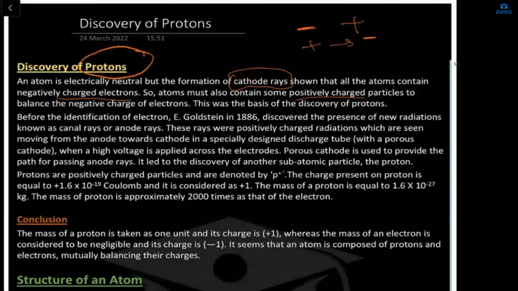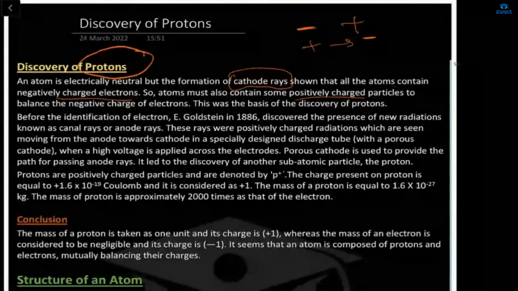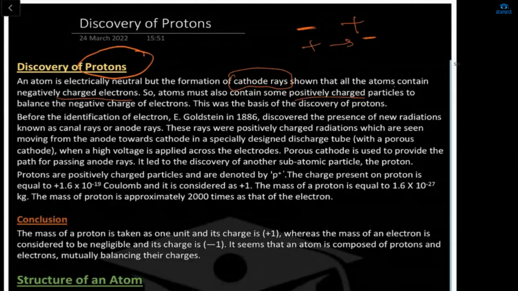So with the discovery of electron, who discovered electron? Tell me. Ma'am, J.J. Thomson. J.J. Thomson, yes. So J.J. Thomson discovered electron, and he found that a cathode ray is your negatively charged electron. So he found the negative thing, so there should be some positive thing. So atoms must also contain some positively charged particle to balance the negative charge.